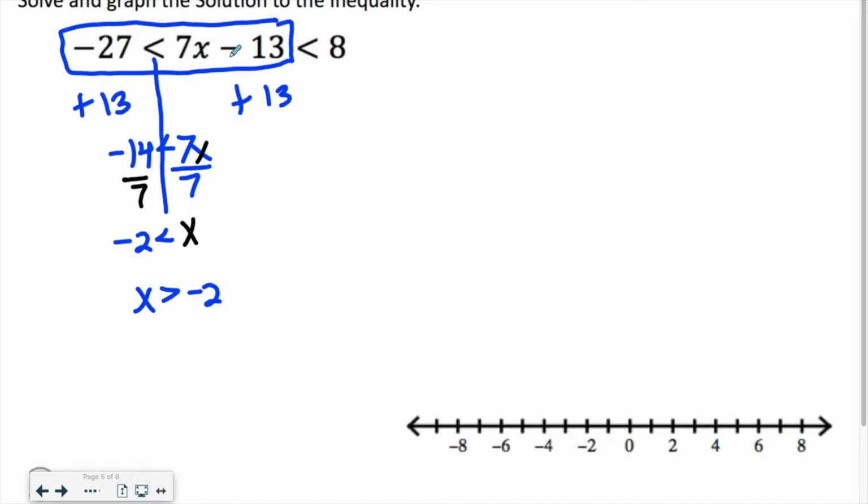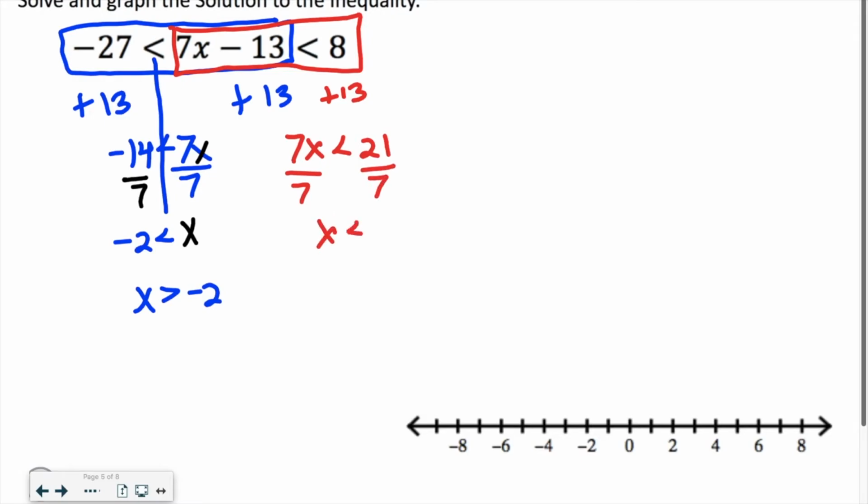Then on this side, you're going to do the same thing, but now you're just doing it with 8. So we add 13 again, but we're adding 13 to 8, giving us 7x is less than 21. Divide by 7, you get x is less than 3. So over on your number line, you're going to go above negative 2, and it's an open circle. x is greater than negative 2. And then might as well go up to 3 because that's what the other number is. Then for the red one, x is less than 3. So it's going to be an open circle, and it's less than, so it's shaded this way.